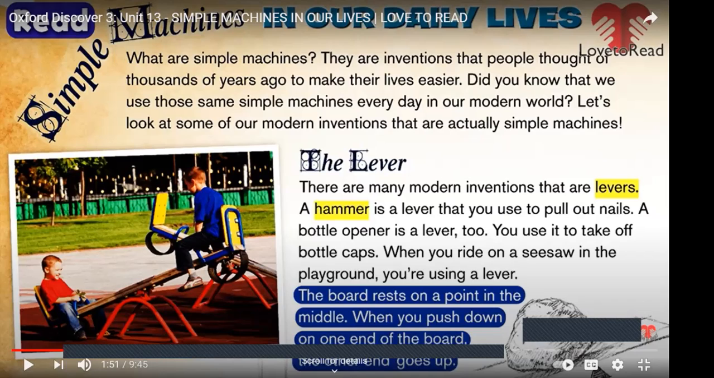So here the example is given to you about the seesaw. Do you think it's an example of lever? Yes, it is. So you see how it works. Let's find out. The board rests on a point in the middle. As you see, this is the middle point which is at rest, okay? So when this boy is pushing down on one end of the board, the other end goes up. So that's how it works, pulling and pushing. So this is an example of lever.